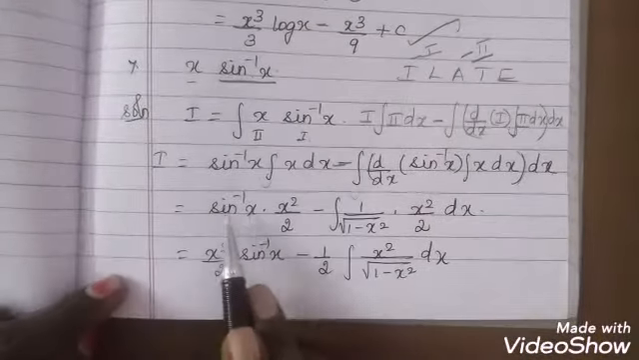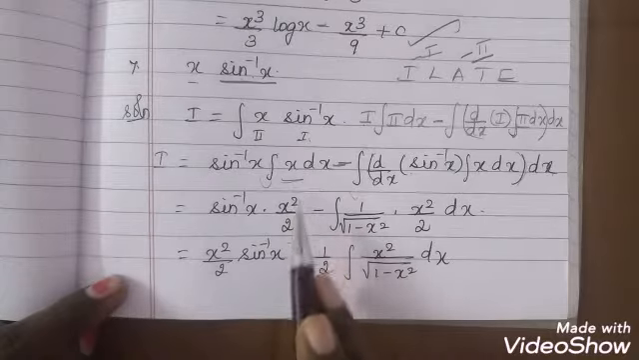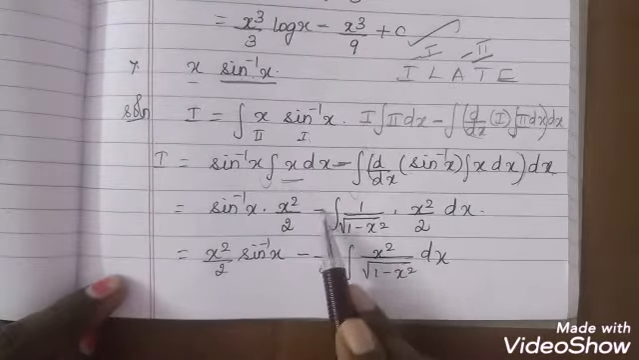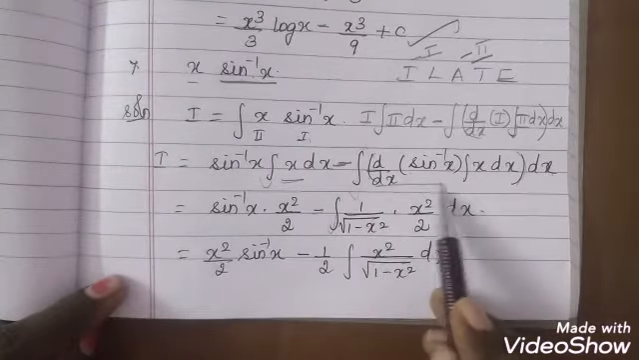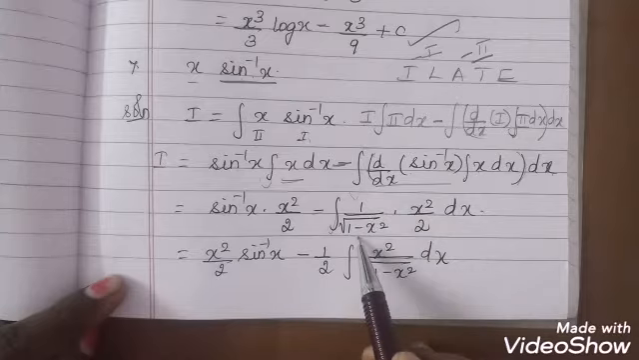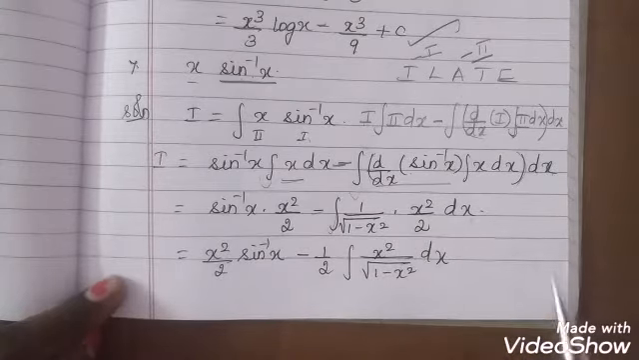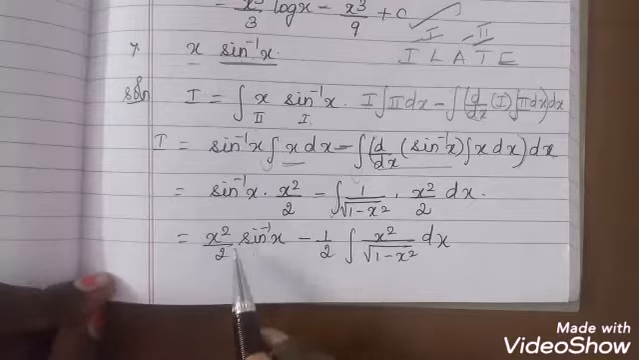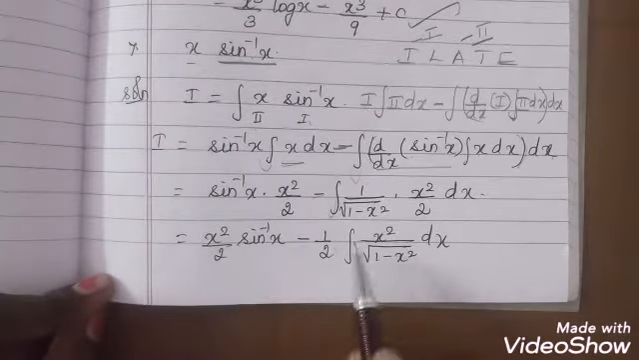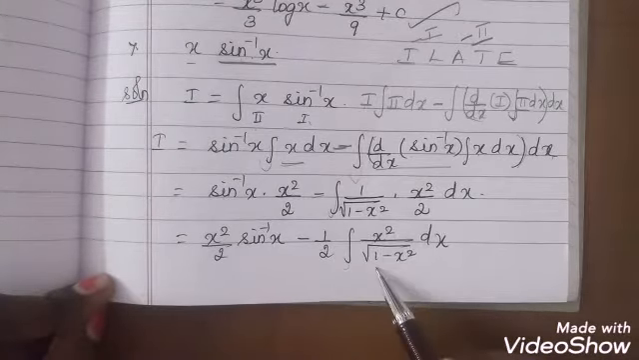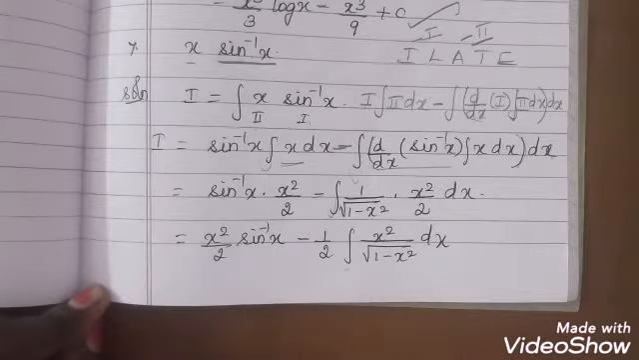So you will have it as sine inverse of x into integral of x, which is x squared by 2, minus integral of the differentiation of sine inverse of x, which is 1 by square root of 1 minus x squared, into x squared by 2 dx. So how is that? It is x squared by 2 sine inverse of x, and we have taken the minus 1 by 2 outside: integral of x squared by root of 1 minus x squared.